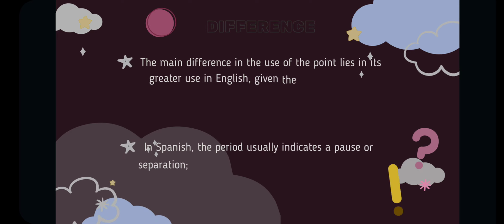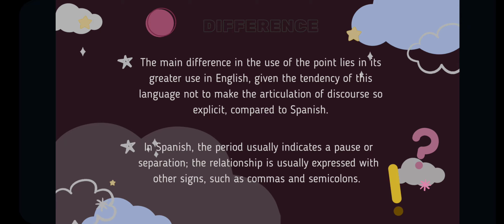The main difference in the use of the period lies in its current use in English, given the tendency of this language not to make the articulation of discourse so explicit, compared to Spanish. In Spanish, the period usually indicates a pause or separation. The relationship is usually expressed with other signs, such as commas and semicolons.